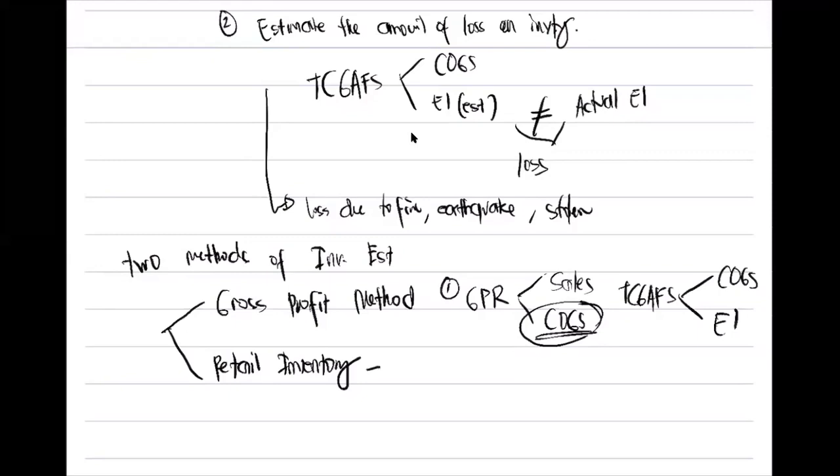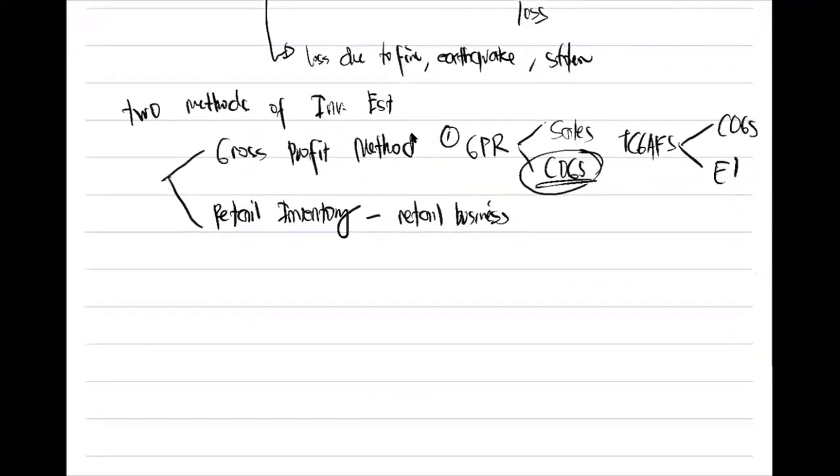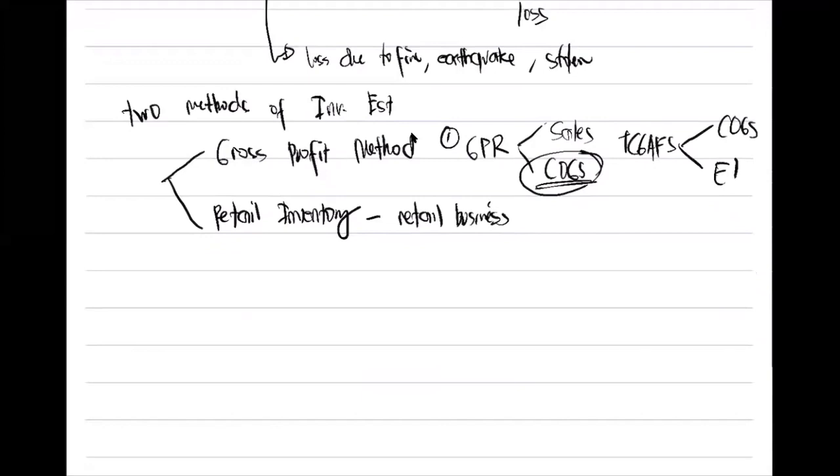While your retail inventory method is used for retail businesses, so what is the relationship that we look here in your retail businesses? This is the cost relationship. So we call it your cost ratio. Here, we call it your gross profit ratio. So the relationship that we look, or the ratio that is important in our gross profit method is the gross profit ratio. While for the retail inventory, the important is the cost ratio.